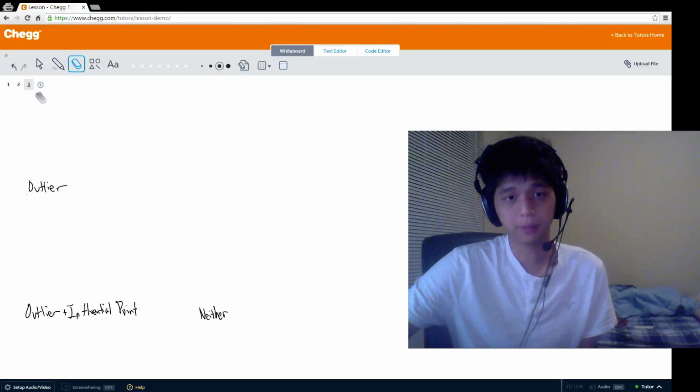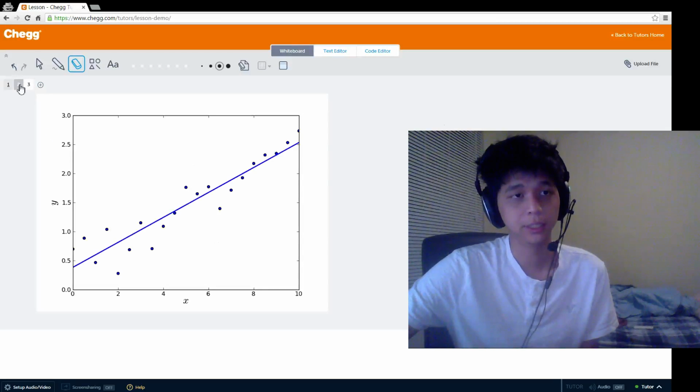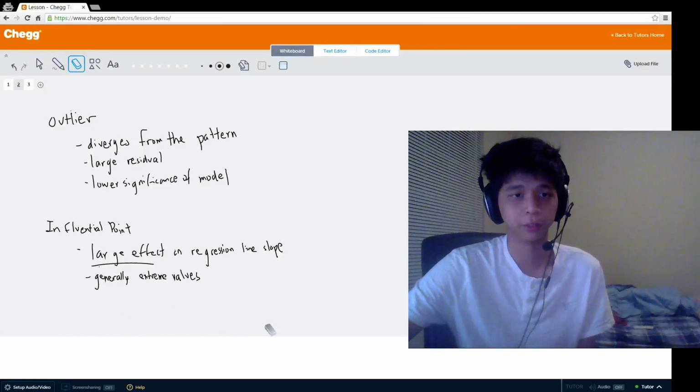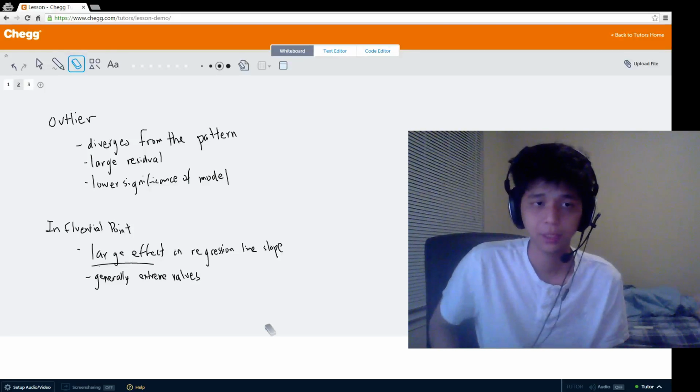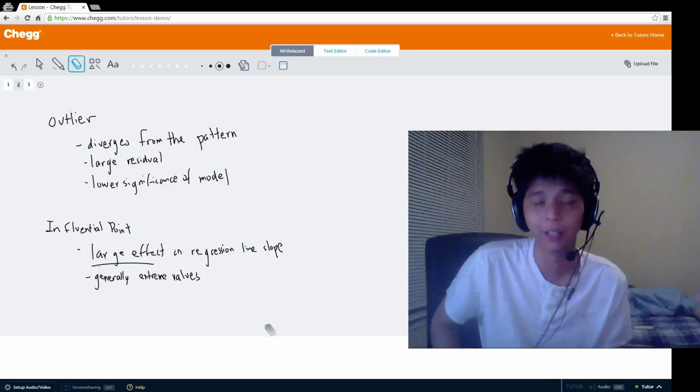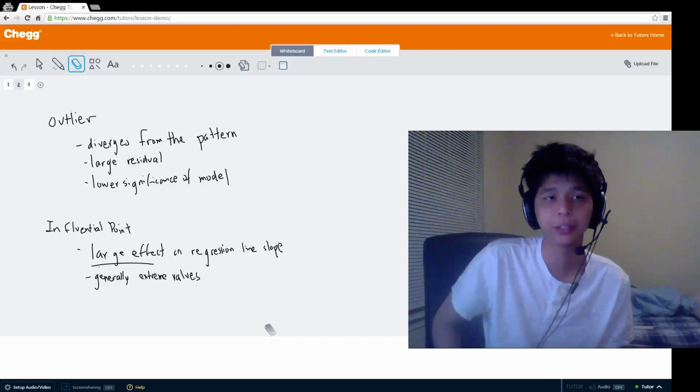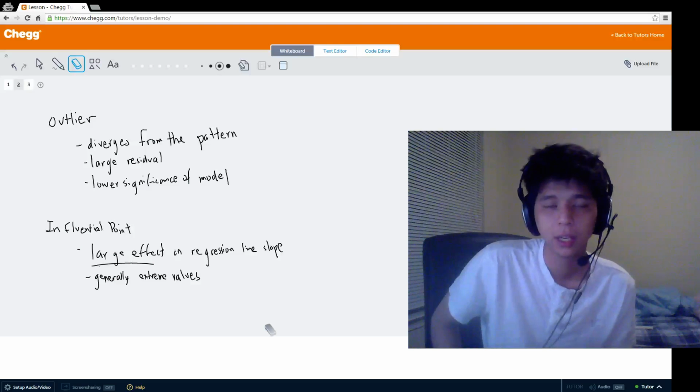These influential points are generally extreme values, and generally influential points are usually outliers, but the opposite is not true. Outliers are not always influential points.